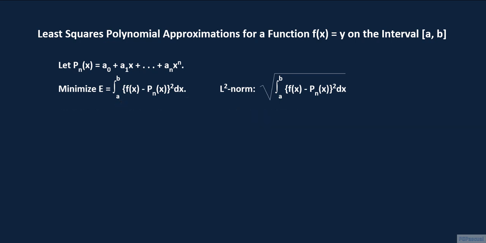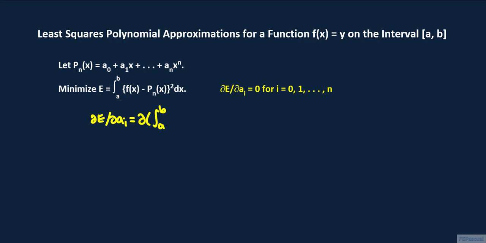In minimizing the least squares error, the coefficients a sub 0 all the way to a sub n are the unknowns that we are to solve for. If the least squares error e is minimized, then the partial derivative of e with respect to a sub i should be 0 for all i from 0 to n. And so we differentiate with respect to a sub i the integral from a to b of the square of the difference between f and p sub n.